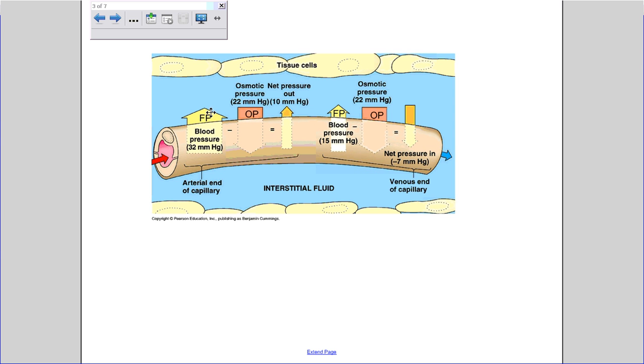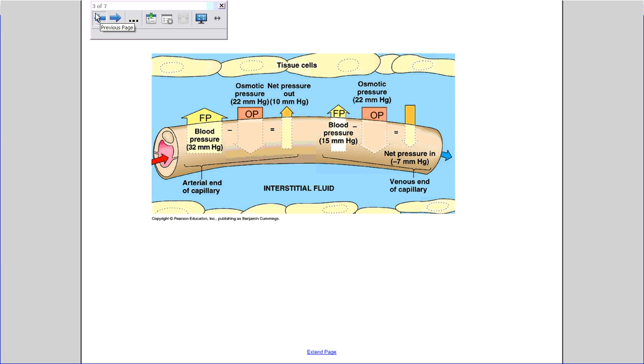Okay, so fluid pressure is pressure pushing outward. So if there's lots of water and lots of things inside of the capillary, then that pressure is going to be high and pushing outward. But if there's not a lot of water, there's still stuff in there but not a lot of water, then the fluid pressure is going to be smaller and material is going to be moving inwards.